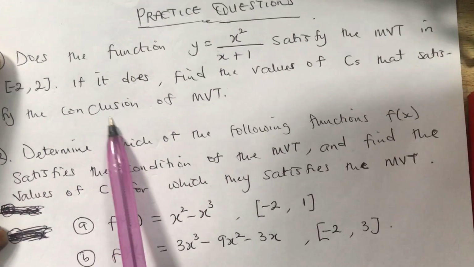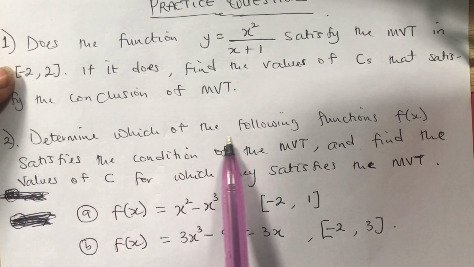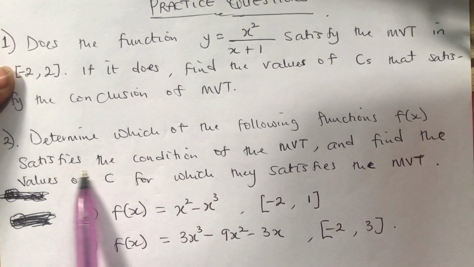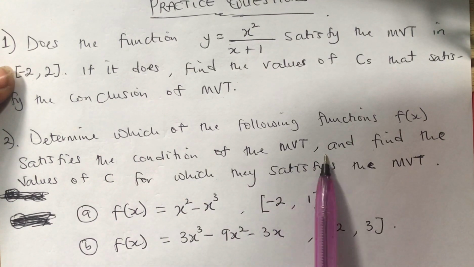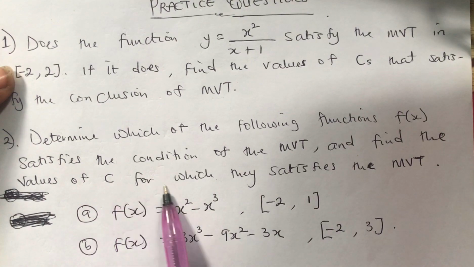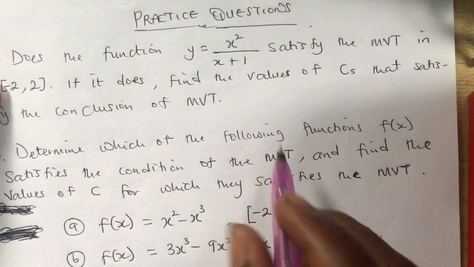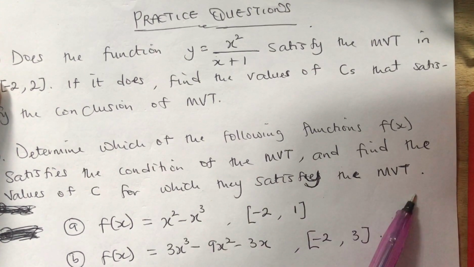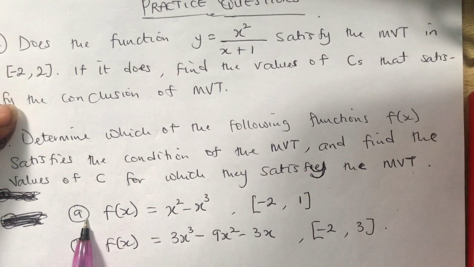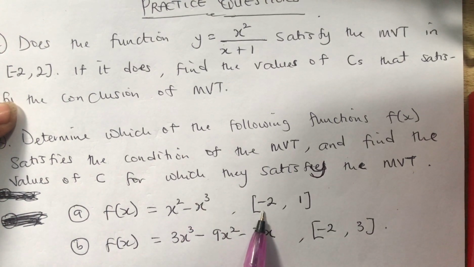So now let's move to the second question. The second question says, determine which of the following functions f of x satisfies the condition of the mean value theorem, and find the values of c for which they satisfy the mean value theorem. The first function is f of x equals x squared minus x cubed, and the closed interval given to us is minus 2 to 1.